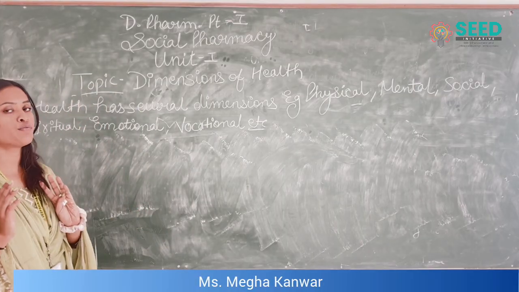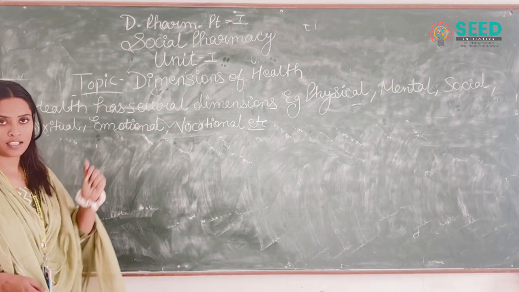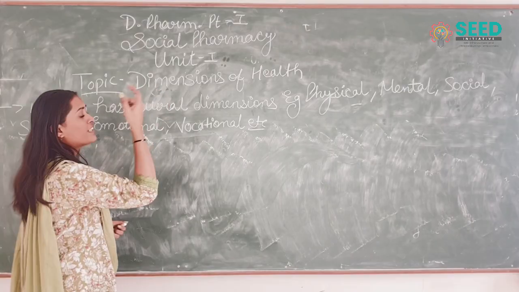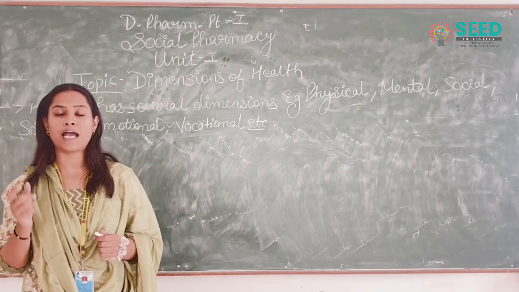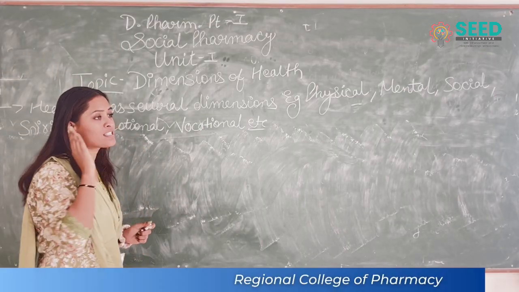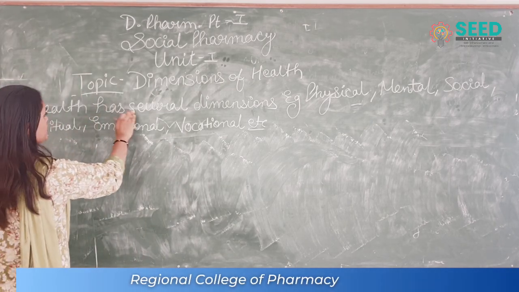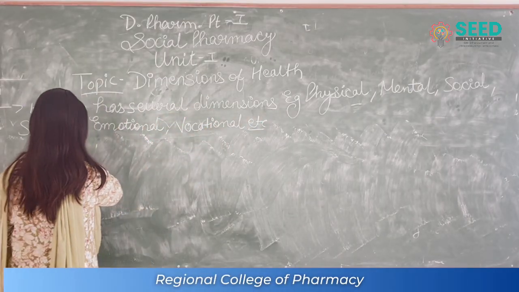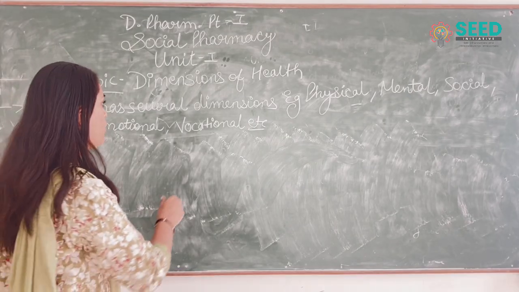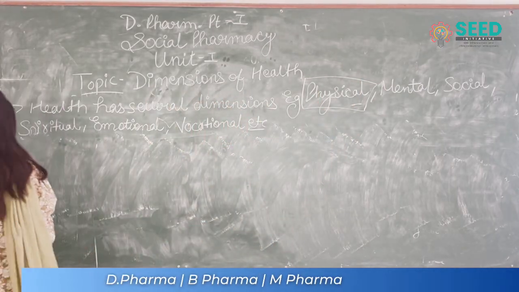In the last class we studied the first dimension of health, that is the physical dimension. Now we will do a short revision of it. First of all, dimension means direction. In layman's language we can say that dimensions are directions, and health is the complete well-being and soundness of a person. So health has several dimensions, for example physical, mental, social, spiritual, emotional, vocational, etc. We studied these in our last lecture. Now I described physical health in the last lecture.